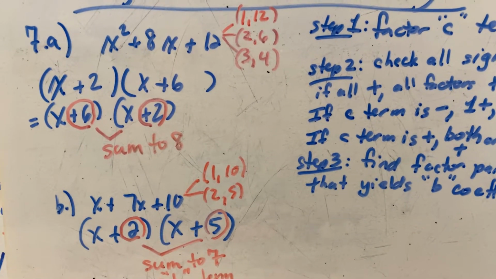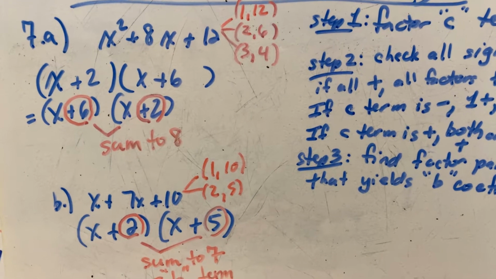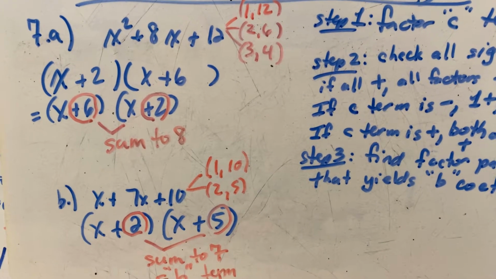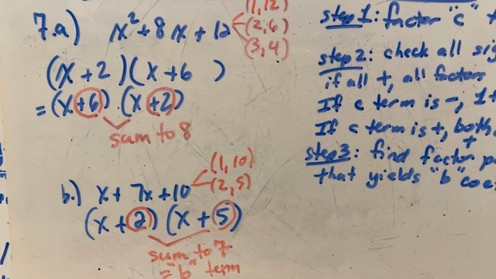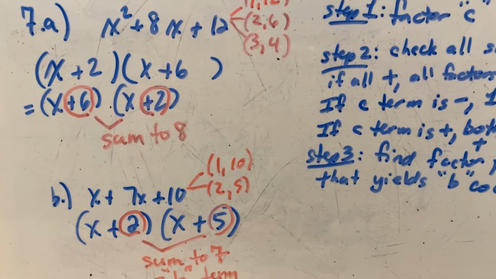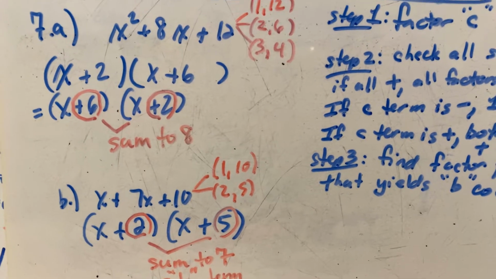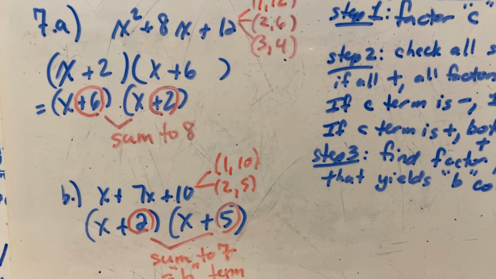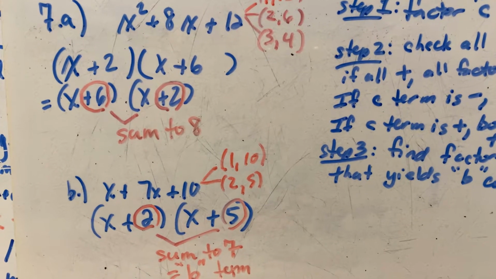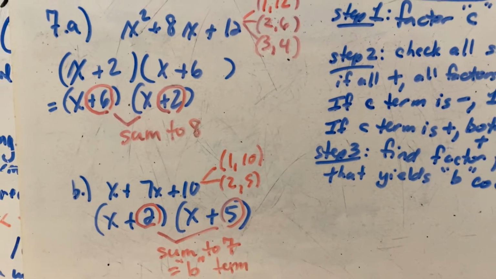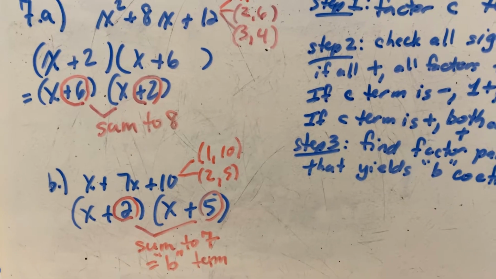If the c term is negative, you have one positive and one negative factor. If the c term is positive, you have two possibilities. Either both factors are positive or both factors are negative. Again, this is when the leading coefficient is 1. Okay, so we do trial and error, and we find that x plus 2, x plus 6 are the correct factors because 6 plus 2 sums up to the middle term, or the b term, of 8.